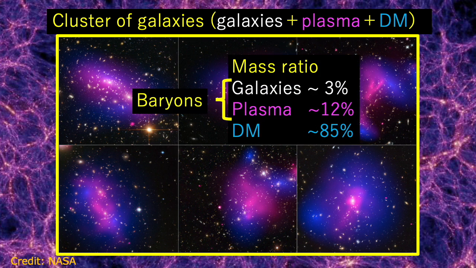It is estimated that galaxies account for about 3% of the mass, plasma gas about 12%, and dark matter around 85%. To understand the universe's large-scale structures, we need to examine the widespread distributions of plasma gas and dark matter. Particularly, the filaments connecting galaxy clusters, as observed in galaxy distributions, remain poorly understood in terms of how they manifest in plasma gas and dark matter.